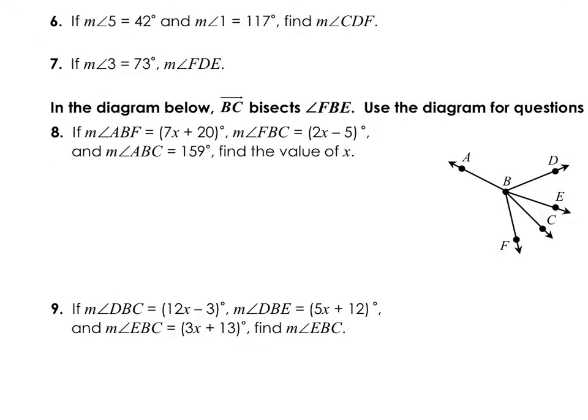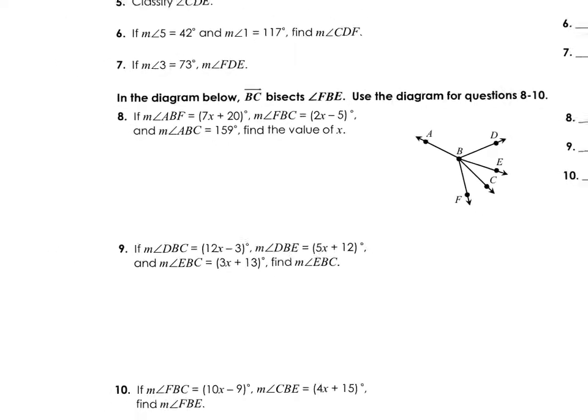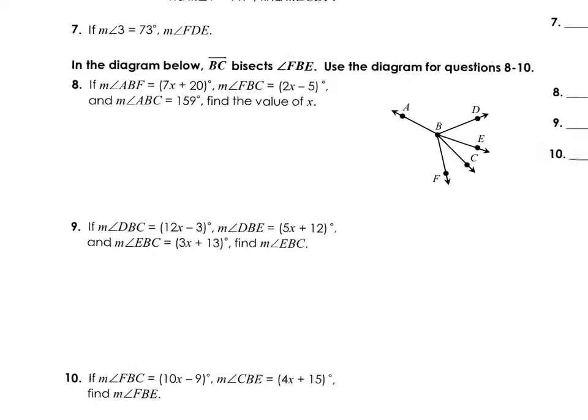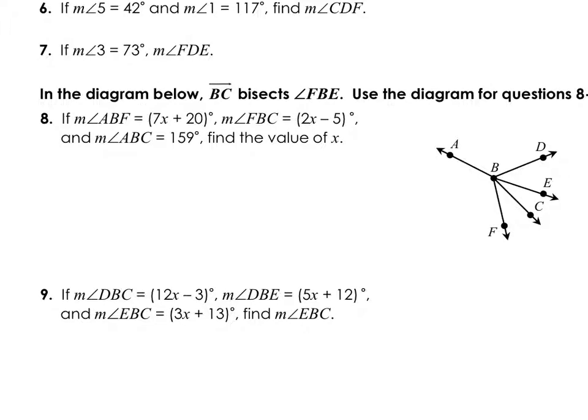Moving on, we're going to use the picture on the right for questions 8, 9, and 10. Okay, so key point here in the directions is that BC bisects FB. So BC, he's splitting those 2 angles equally. So we know that those 2 are equal to each other. Now we'll come back to that. Now our directions for number 8.